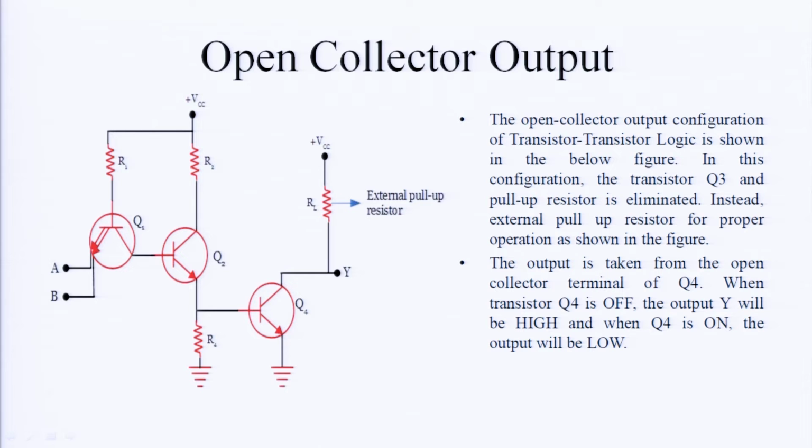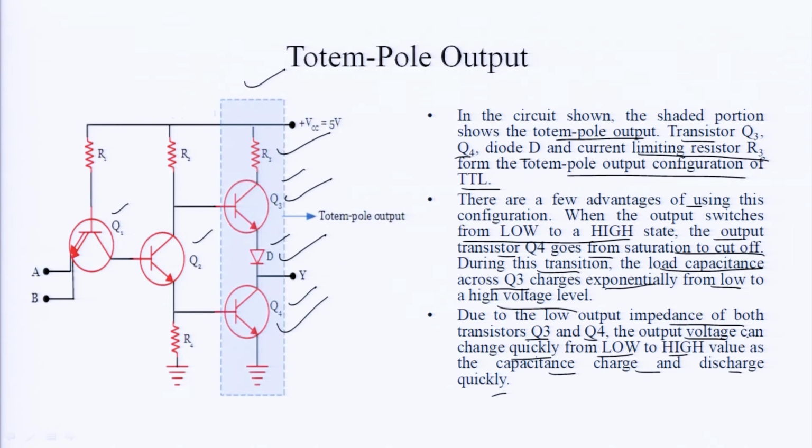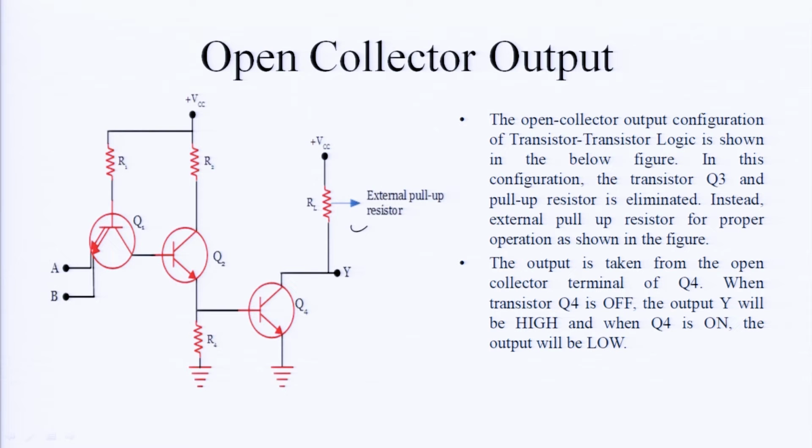Next, open collector output. What is open collector output? You can see that we have taken three transistors Q1, Q2, Q4; Q3 is missing here. VCC is connected directly to R1 and R2, and here we have one R4 resistor and this is the RL, external pull up resistor, but here we have removed the R3. That is why it is called the open collector output.